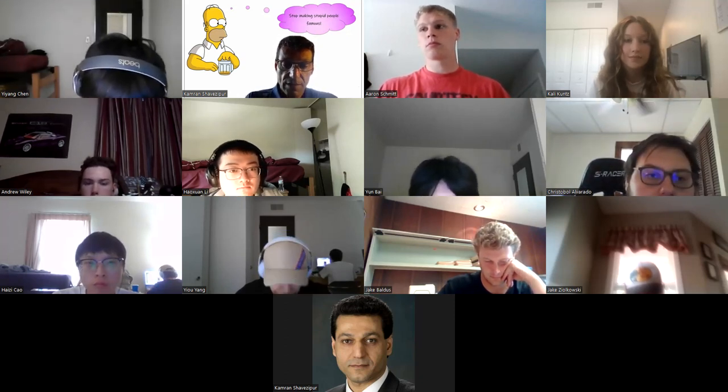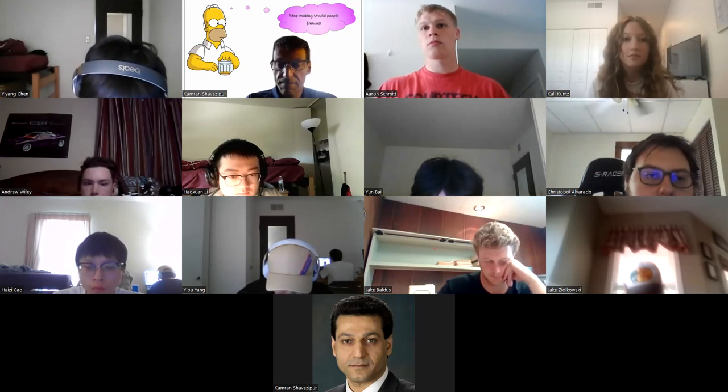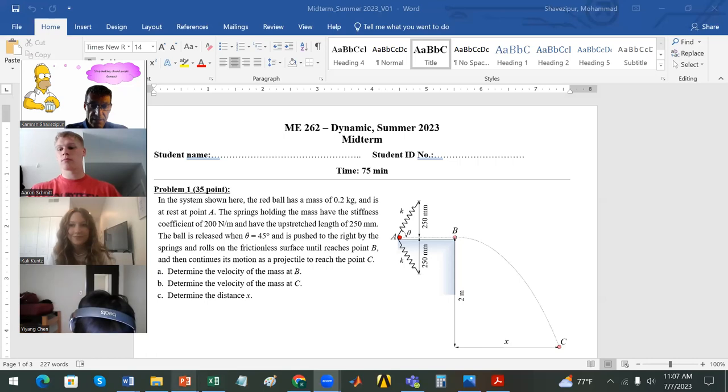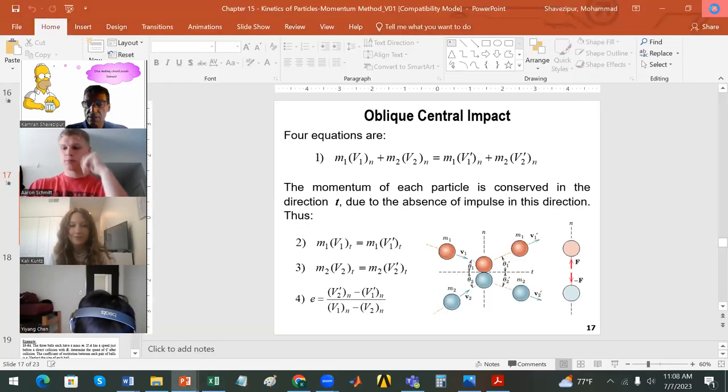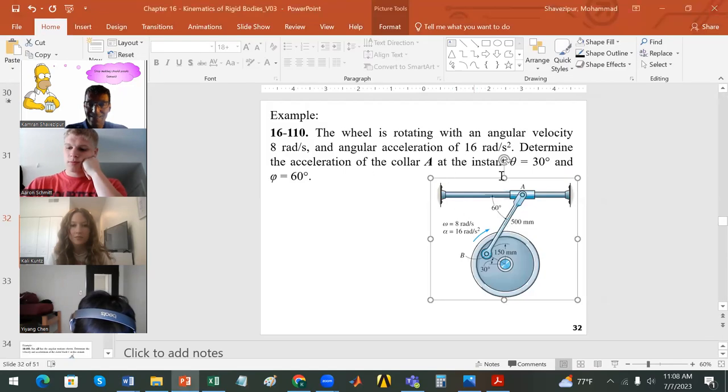Now let's go back to the regular business. I think I should close this one and this one. I switch this a little bit. I just switched the image so we have the acceleration. This was the problem we saw, right?